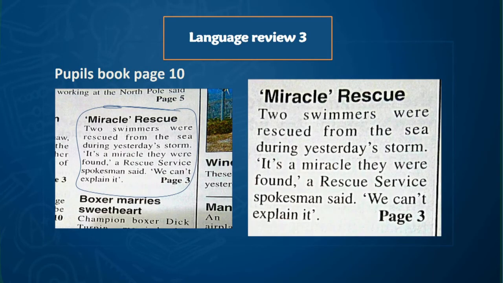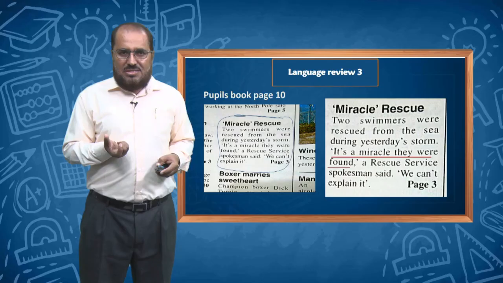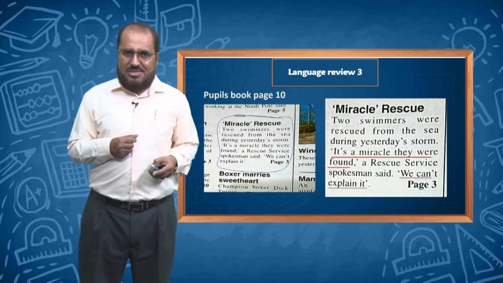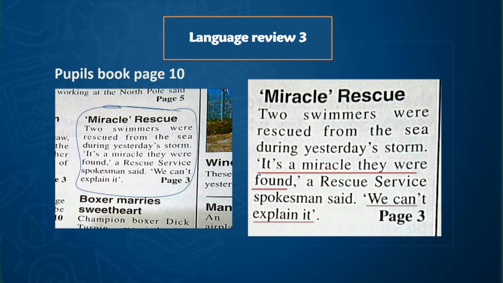Okay? Can you now find what's the quoted or reported speech here? Can you find it? Look carefully. You see this? Yes. "It's a miracle they were found." This is not said by the writer. It is quoted. Okay? Just this? No. And "we can't explain it." You see? That's why it is all between speech marks, or inverted commas.